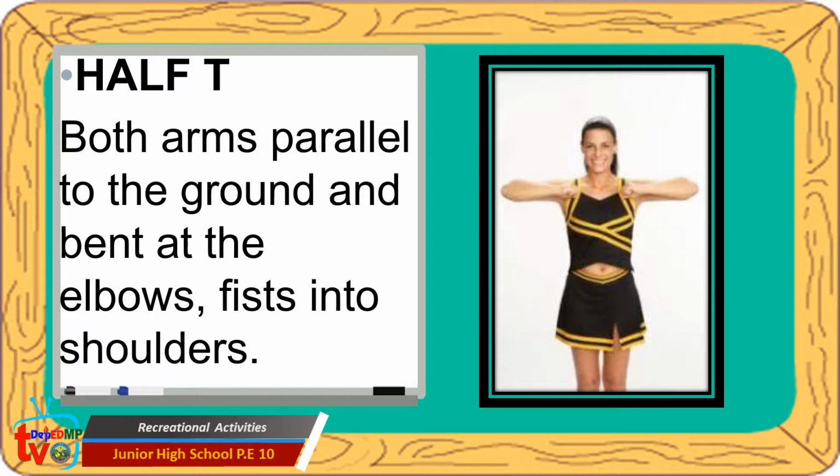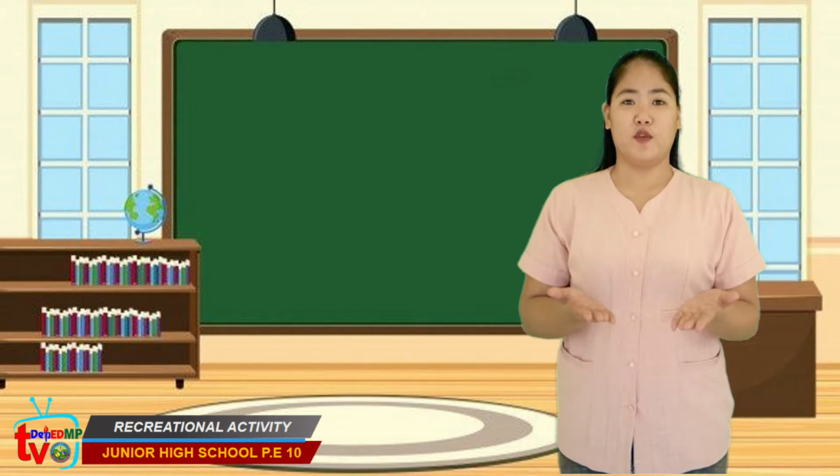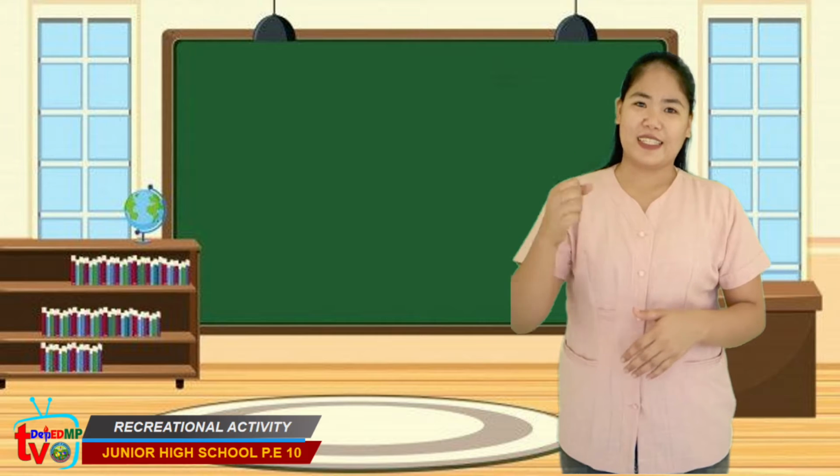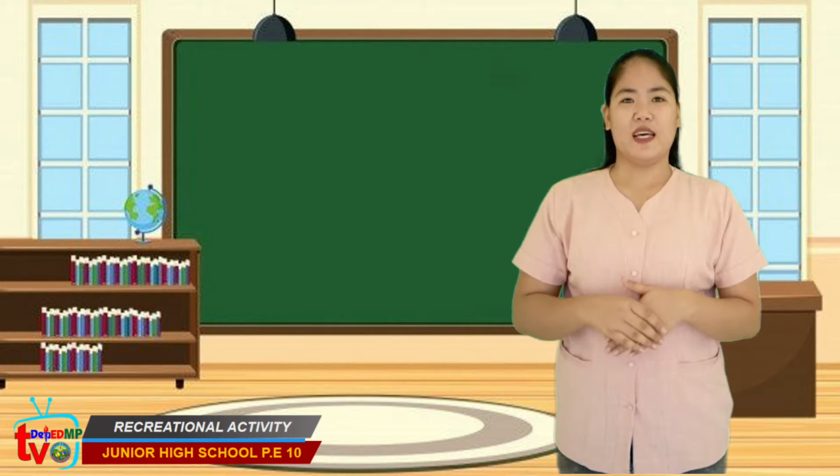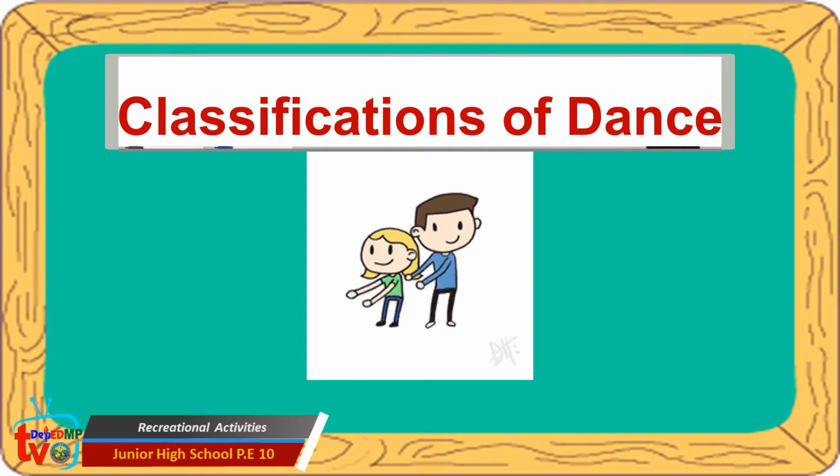Half T. Both arms parallel to the ground and bent at the elbows, fists into shoulders. Do you think you can do those essential hand movements in cheer dancing? Yes, I know you can. The next topic will be the classifications of dance. Classifications of dance.